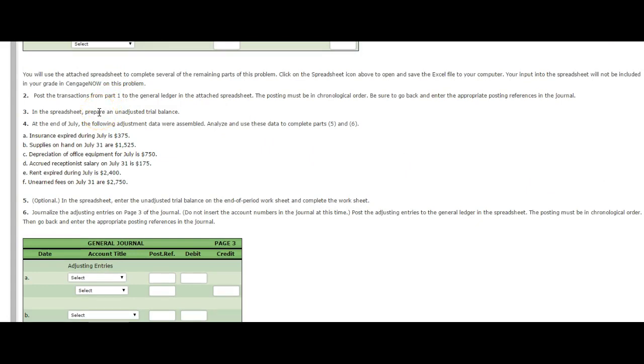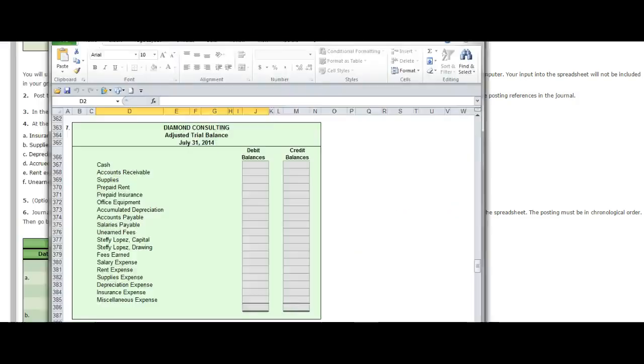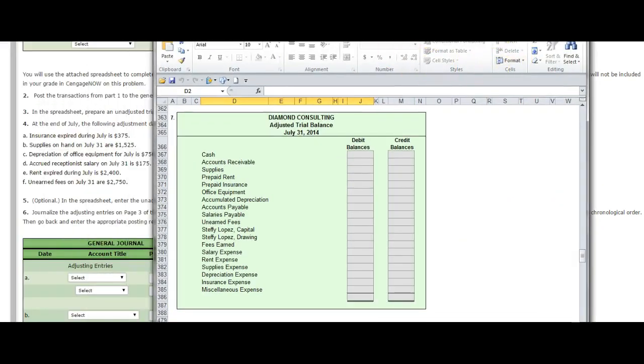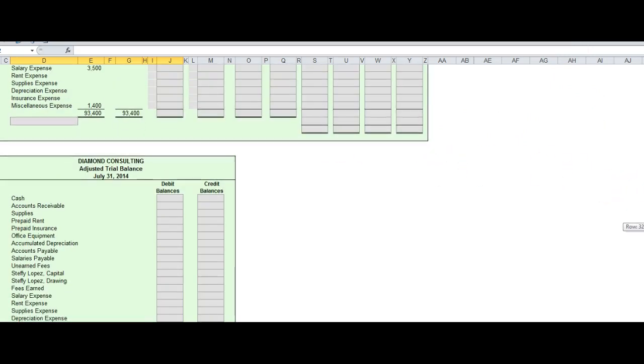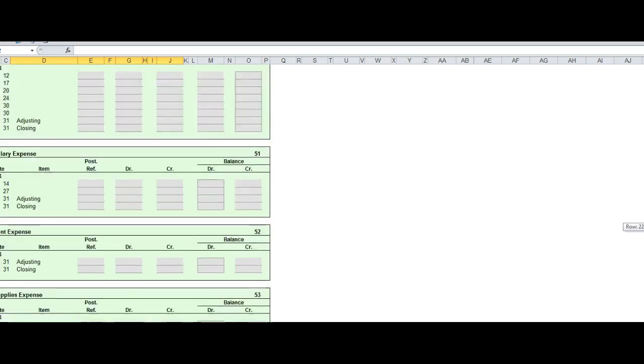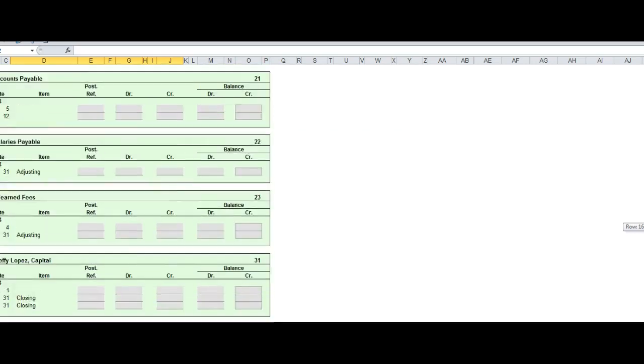Now, to prepare the unadjusted trial balance, you've already done that, but you can pull up the spreadsheet, and let me bring that into focus over here, and it shows an adjusted trial balance. Now, you've already done all of this, remember?